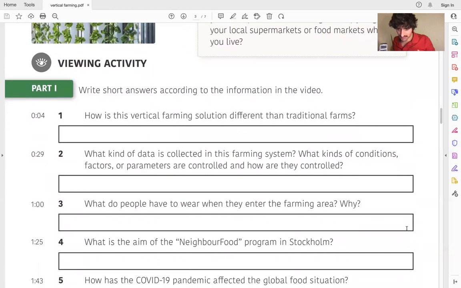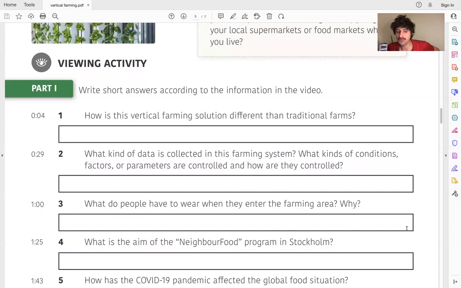Now, in this farming area, people, the workers, the scientists and the farmers, they need to wear specific clothes. Okay, so they have to wear protective gear. Why is that? Okay, when you watch the video, you'll see, I'll tell you a little bit right now. It's because they want to either protect themselves or protect the plants. Okay, so you figure out what makes more sense to you.